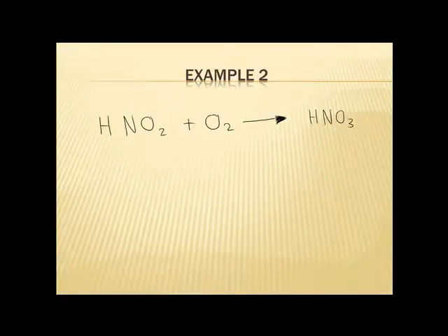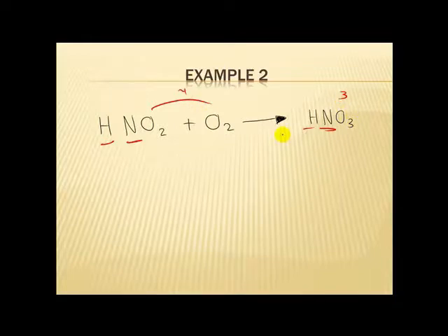Here's another example. In this example, we have oxygen and hydrogen. To make it easier, we leave oxygen and hydrogen until the end. So in that case, we start with nitrogen. One nitrogen on this side, one nitrogen on the other side, that's fine. One hydrogen on this side, one hydrogen on the other side, that's fine. 4 oxygen on this side and 3 on this side, that's not fine.